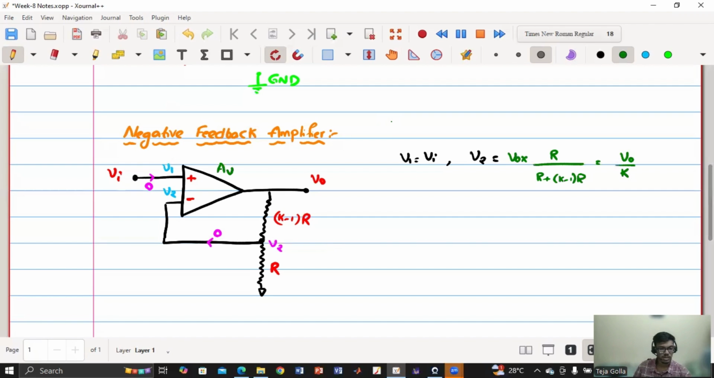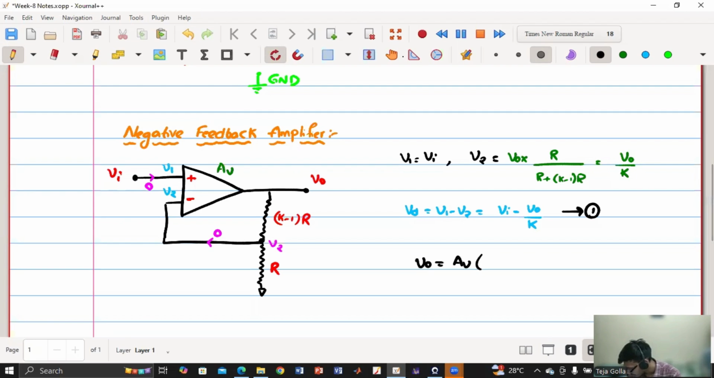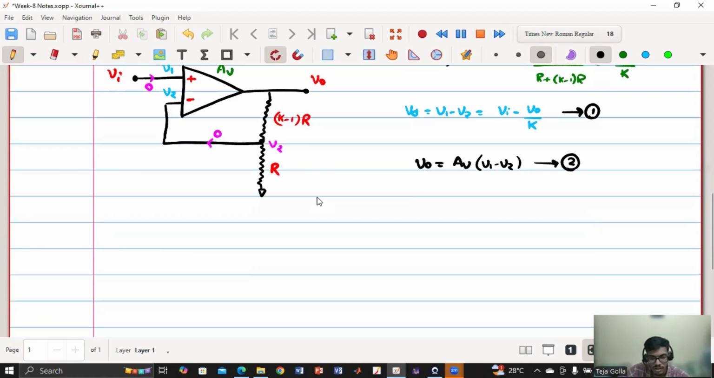So I will first calculate VD, something that I know. VD is nothing but V1 minus V2, so VD is Vi minus V naught by K. Let us call this equation 1. And I know for an op amp, V naught is equal to the gain AV into VD, which is V1 minus V2. This is my equation 2. So from equations 1 and 2, we can solve for V naught.